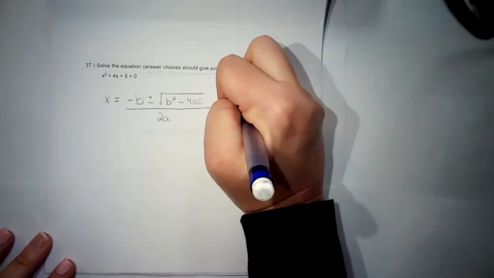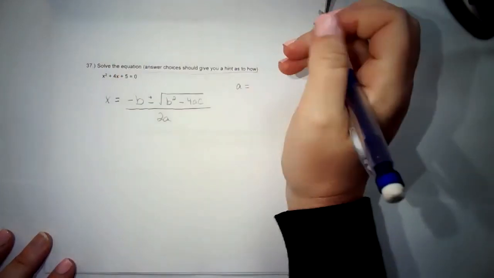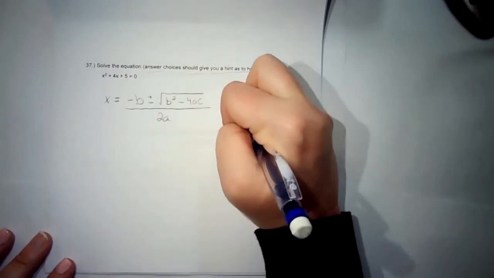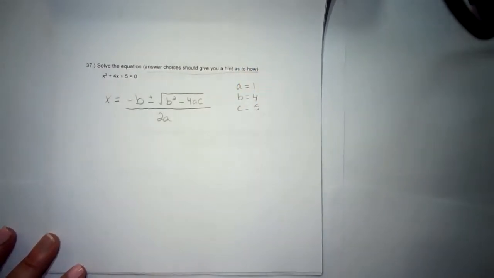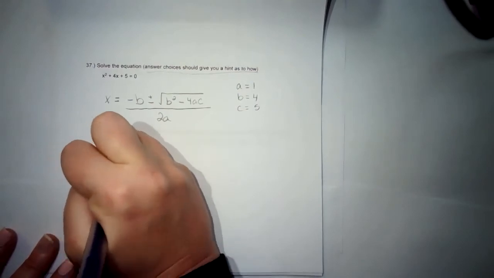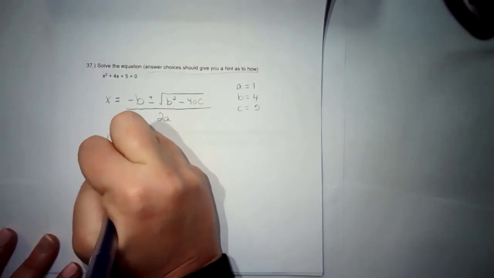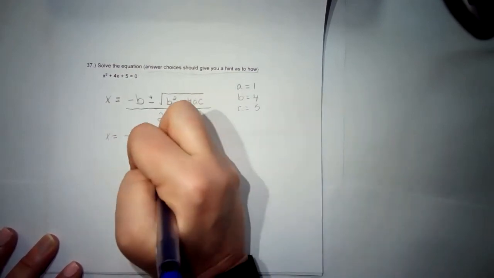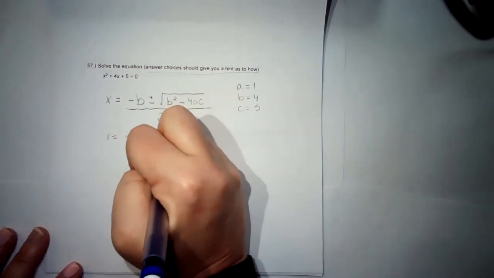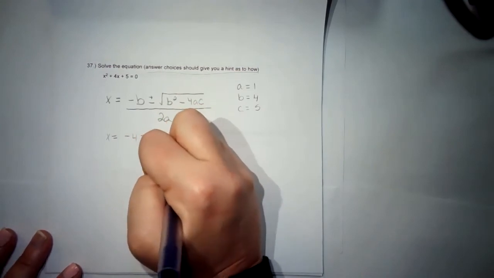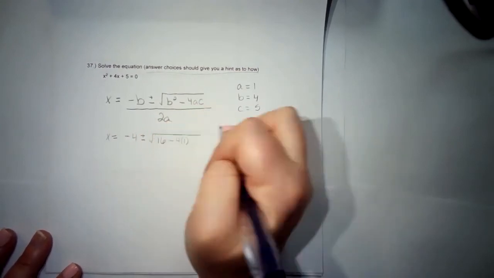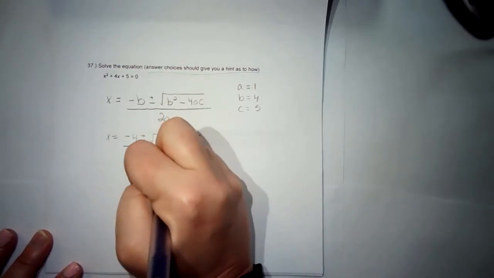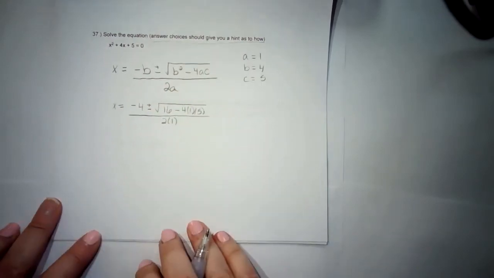Okay, here we go. My A is going to be what for this problem? 1. What's my B? And what's my C? 5. Okay, we're just plugging right on in here. All right, so negative B is -4, plus or minus. I'm going to square B, so that's 16, minus 4 times 1 times 5, all over 2 times 1.